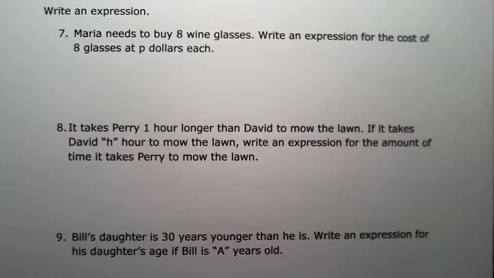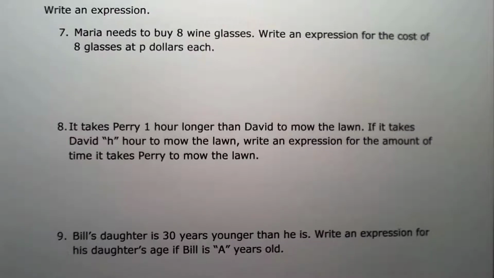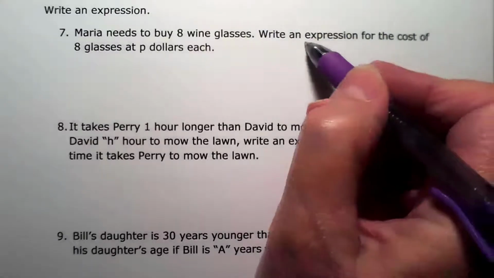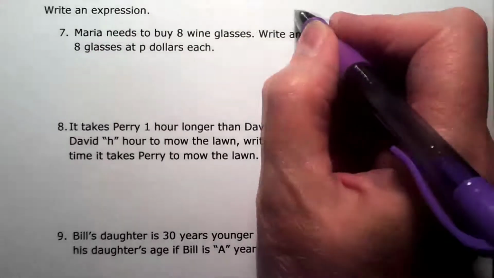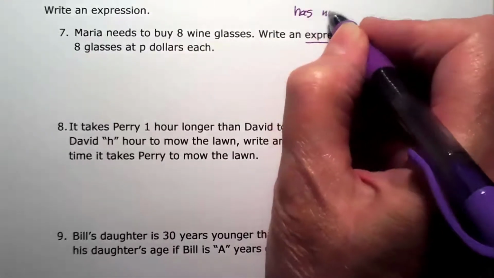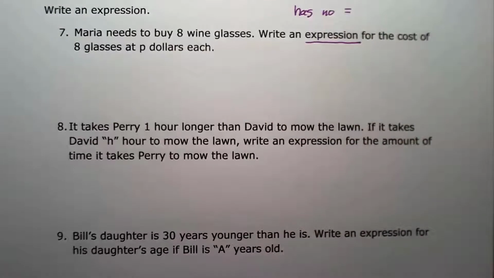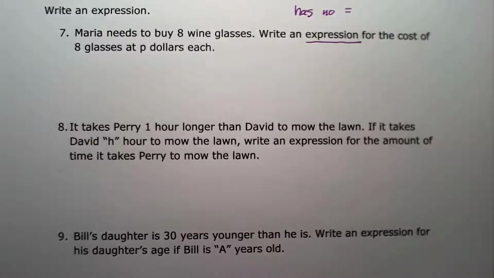This video will address questions 7 through 10 on the Math Prep and Learning Lab equations review, and these are about writing expressions. So it's basically just taking the word problem and writing it as a math expression. It's an expression, not an equation. So remember, an expression has no equal sign, so we don't have to say equal to anything.